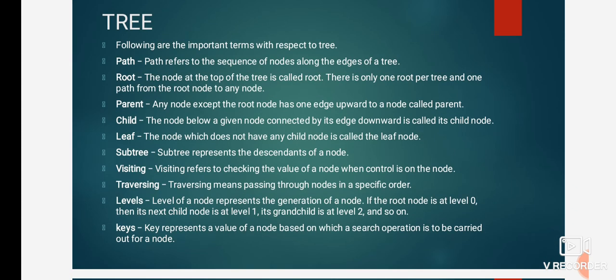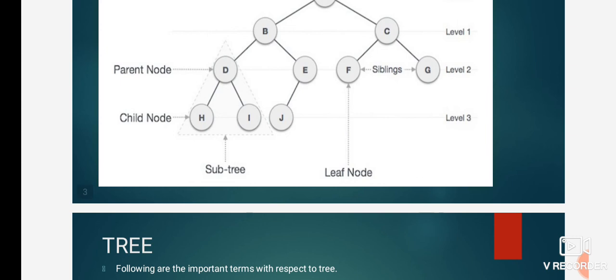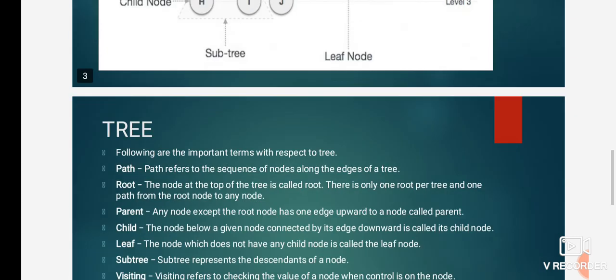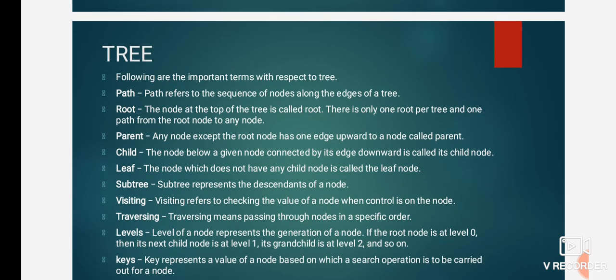Then child node. The node below a given node connected by its edge downward is called its child node, right? So in this particular figure, H and I are the child nodes. The leaf is the node which does not have any child node. Then subtree. The subtree represents the descendants of a node. Then visiting. Visiting refers to checking the value of a node when control is on the node. Then traversing. Traversing means passing through the nodes in a specific order.